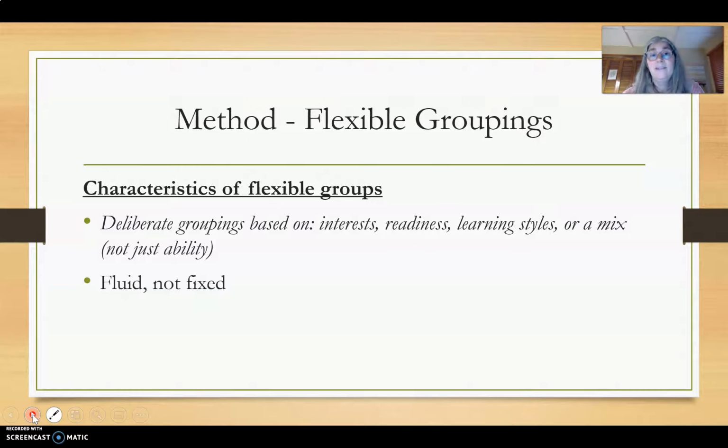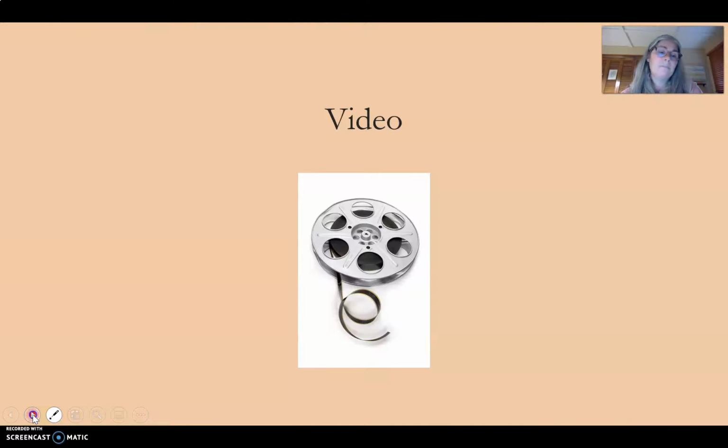So again, this flexible grouping situation does need to be fluid. If I start off in September in the yellow group, I may not be in the yellow group the next month. It should be something that changes over time and varies.